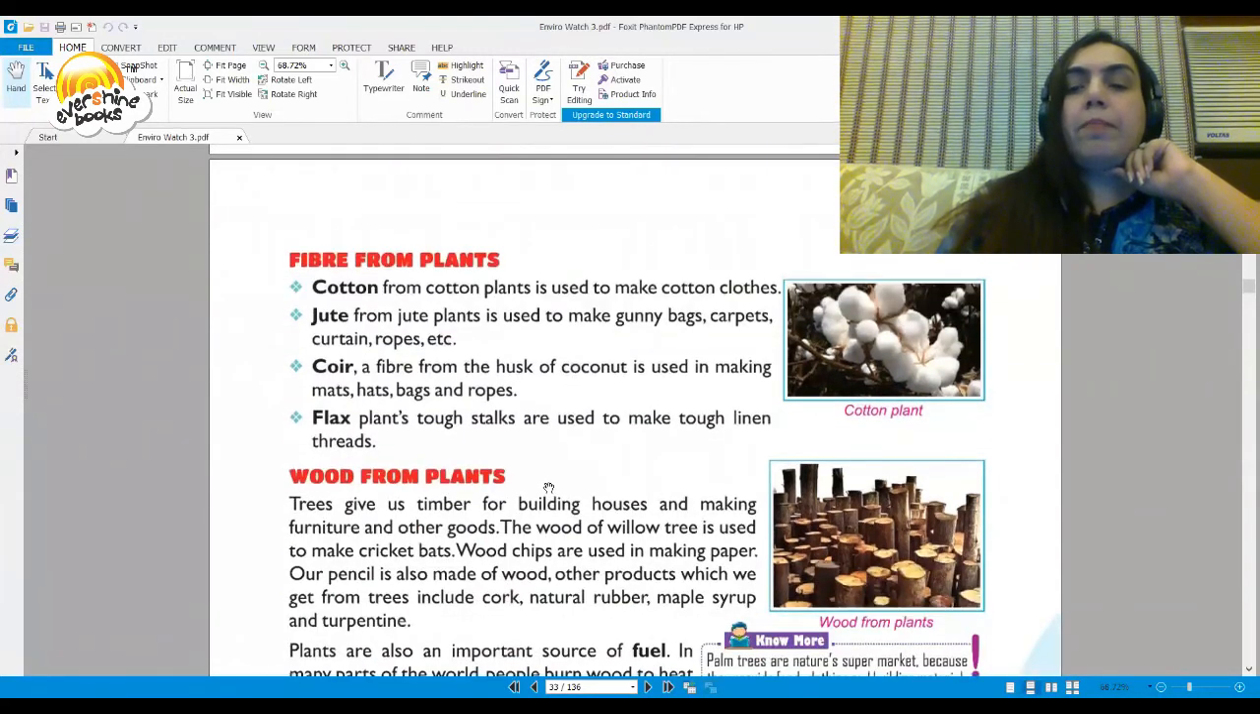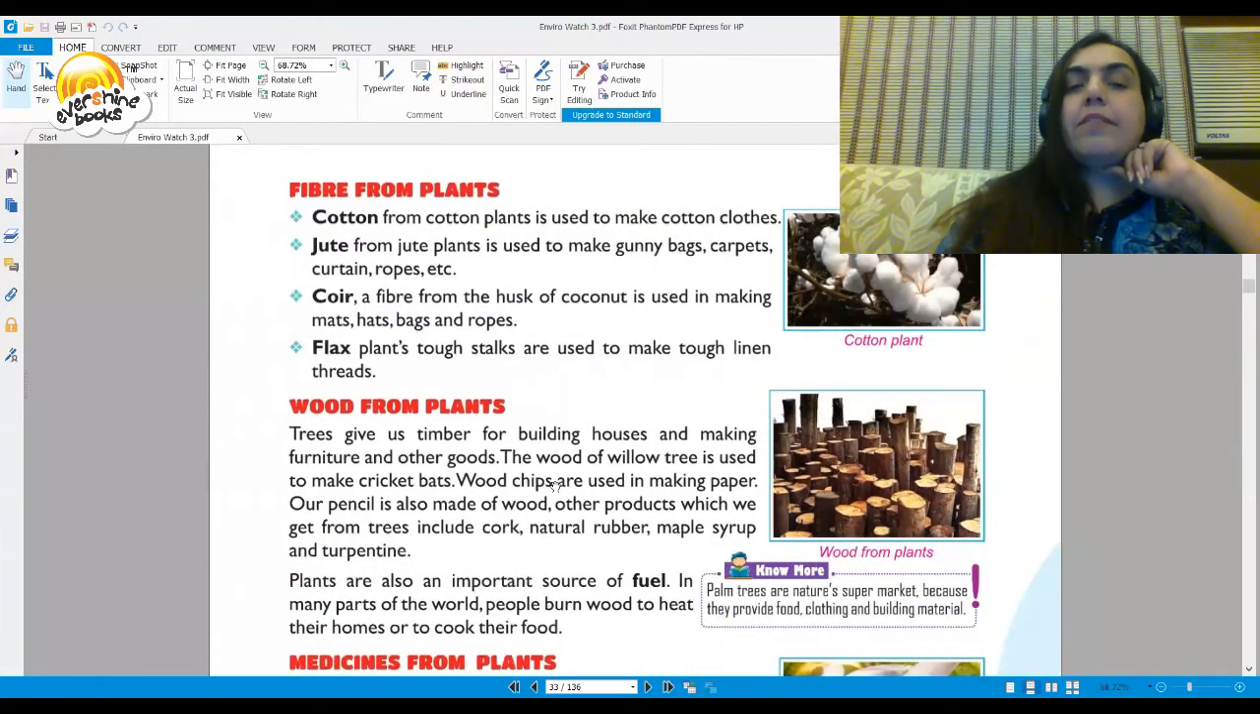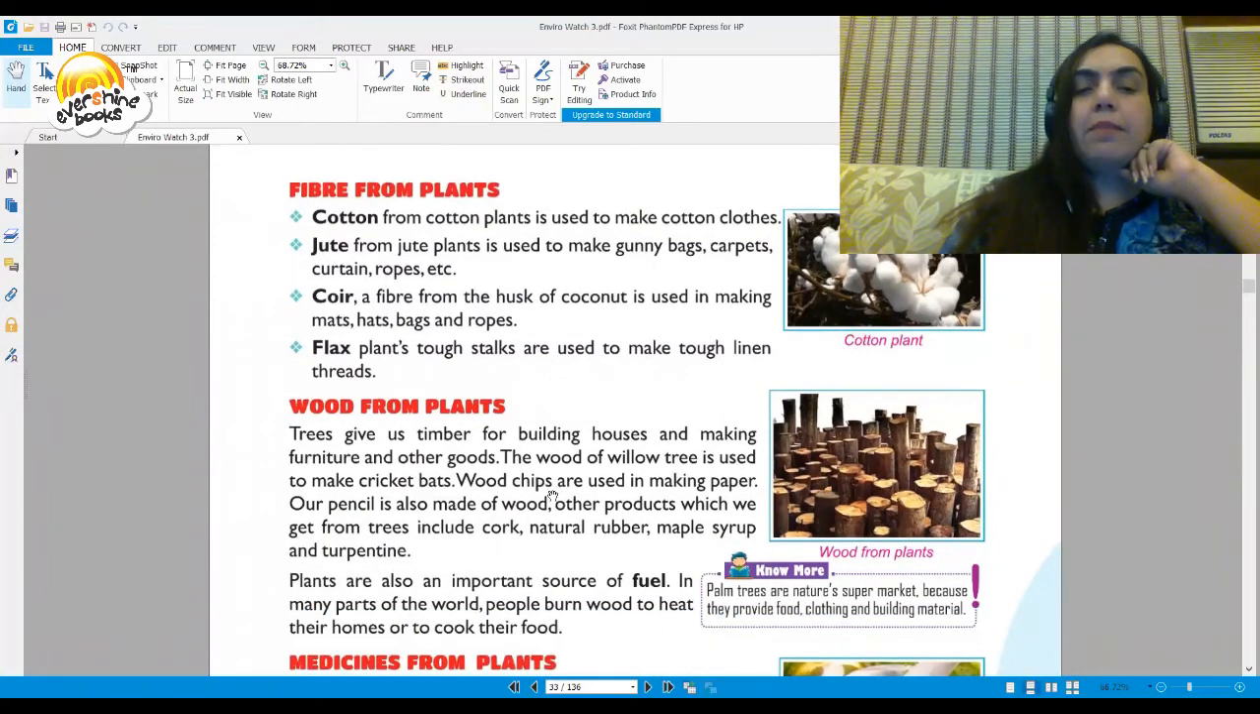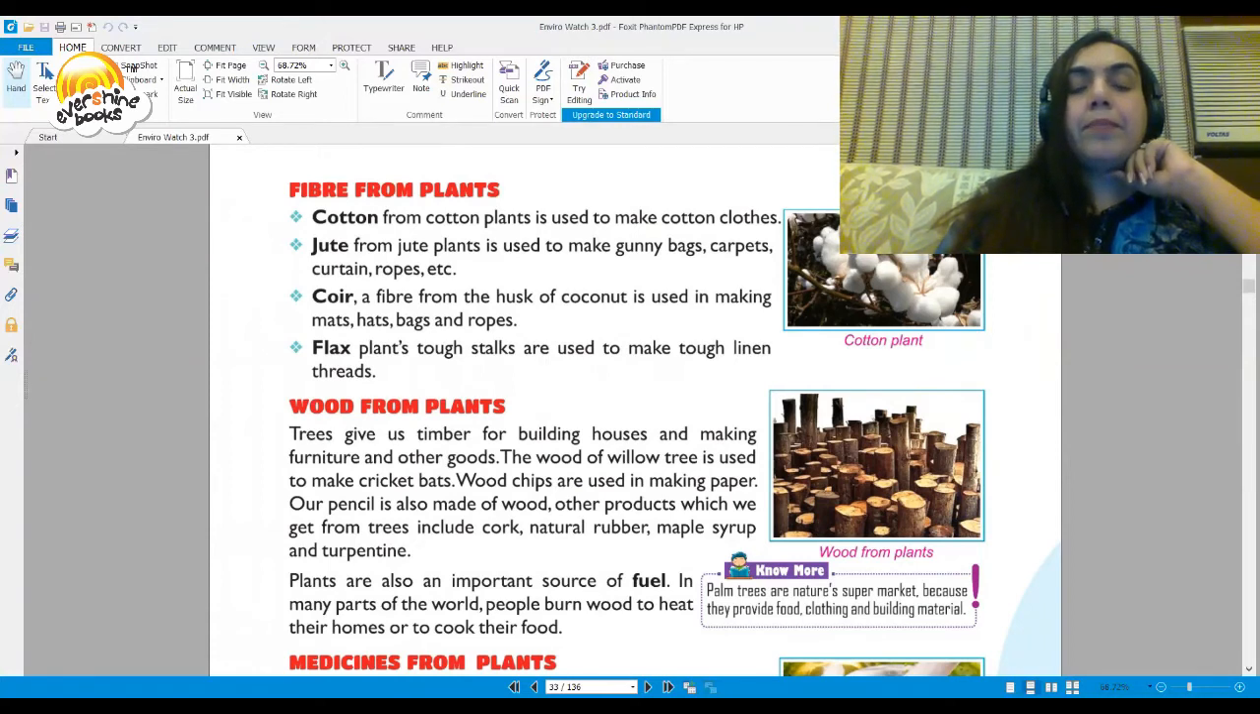Wood from plants. Trees give us timber for building houses and making furniture and other goods. The wood of a willow tree is used to make cricket bats. Wood chips are used in making paper. The pencil is also made of wood.